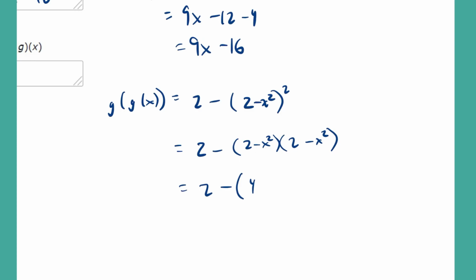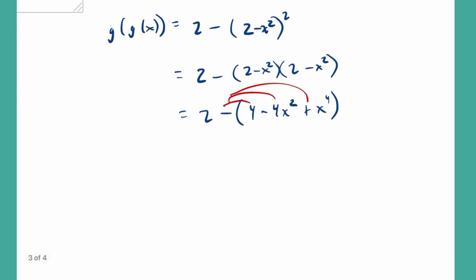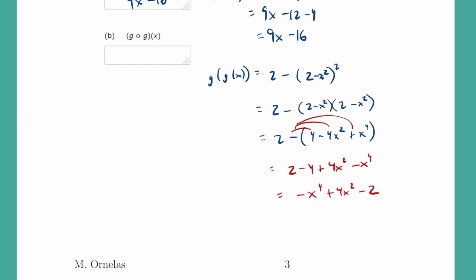When you expand that out, that should be 4. That's going to be negative 2x squared, negative 2x squared. So that's going to be negative 4x squared plus x to the 4th. Then you want to distribute and combine like terms. So our final answer would be negative x to the 4th plus 4x squared minus 2.